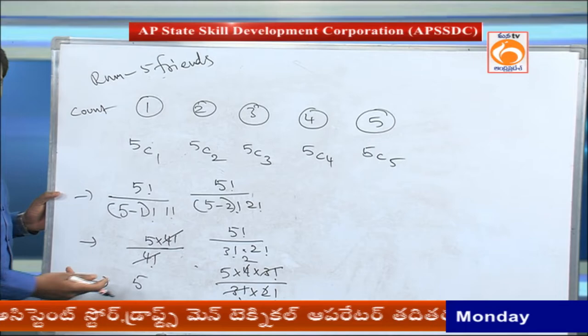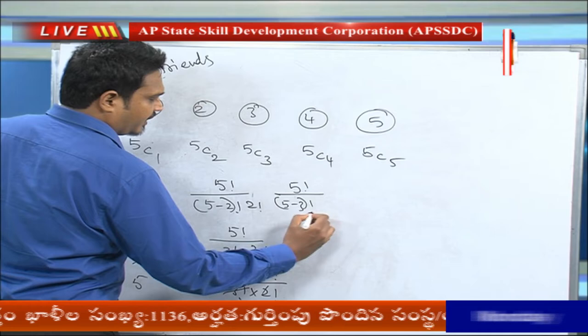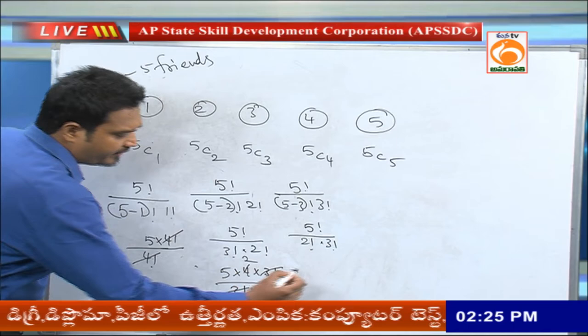Now let's see 5C3, which means 5 factorial by (5 minus 3) factorial into 3 factorial, which means 5 factorial by 2 factorial into 3 factorial. We know that it is 10. So here it is 10, here it is 10 ways, and here it is 5 ways, correct.